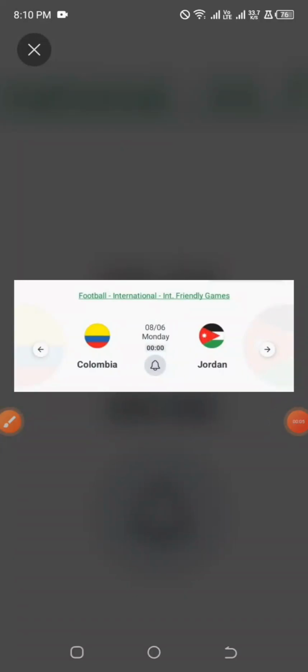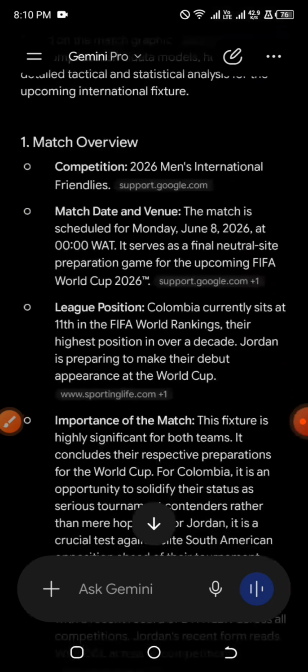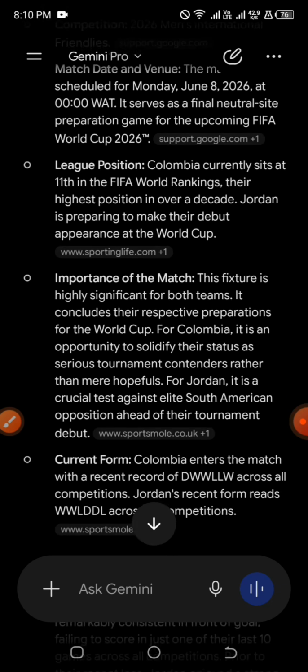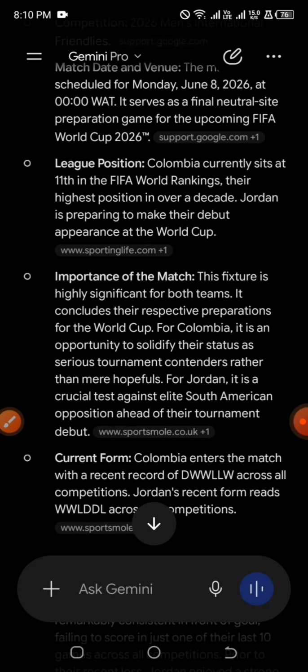In this edition, we are going to look into just three international friendly matches, and we are going to look at the possible outcomes for these matches. The first match that we have on the list is the match between Colombia against Jordan, and we used our prompt to generate different aspects of this particular match fixture.